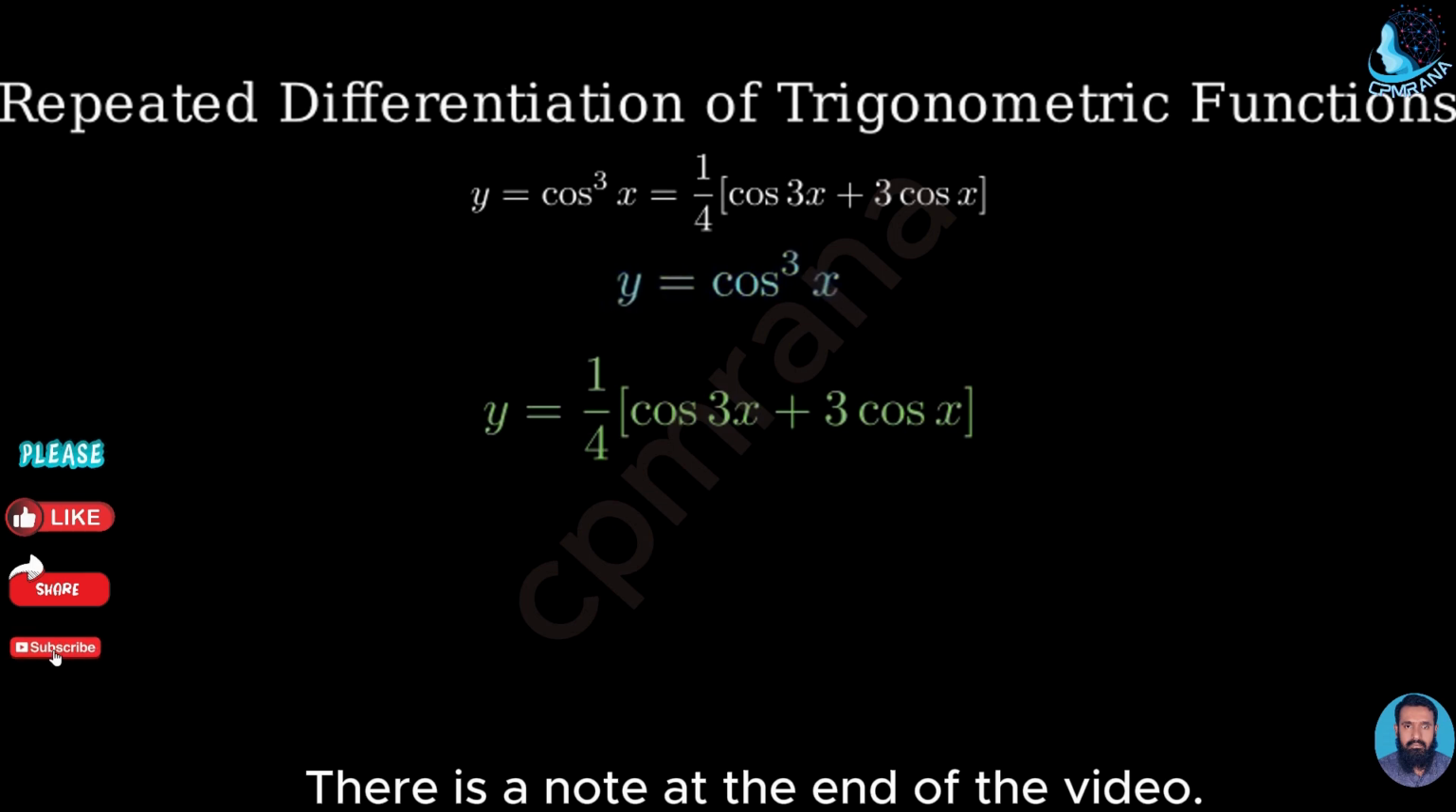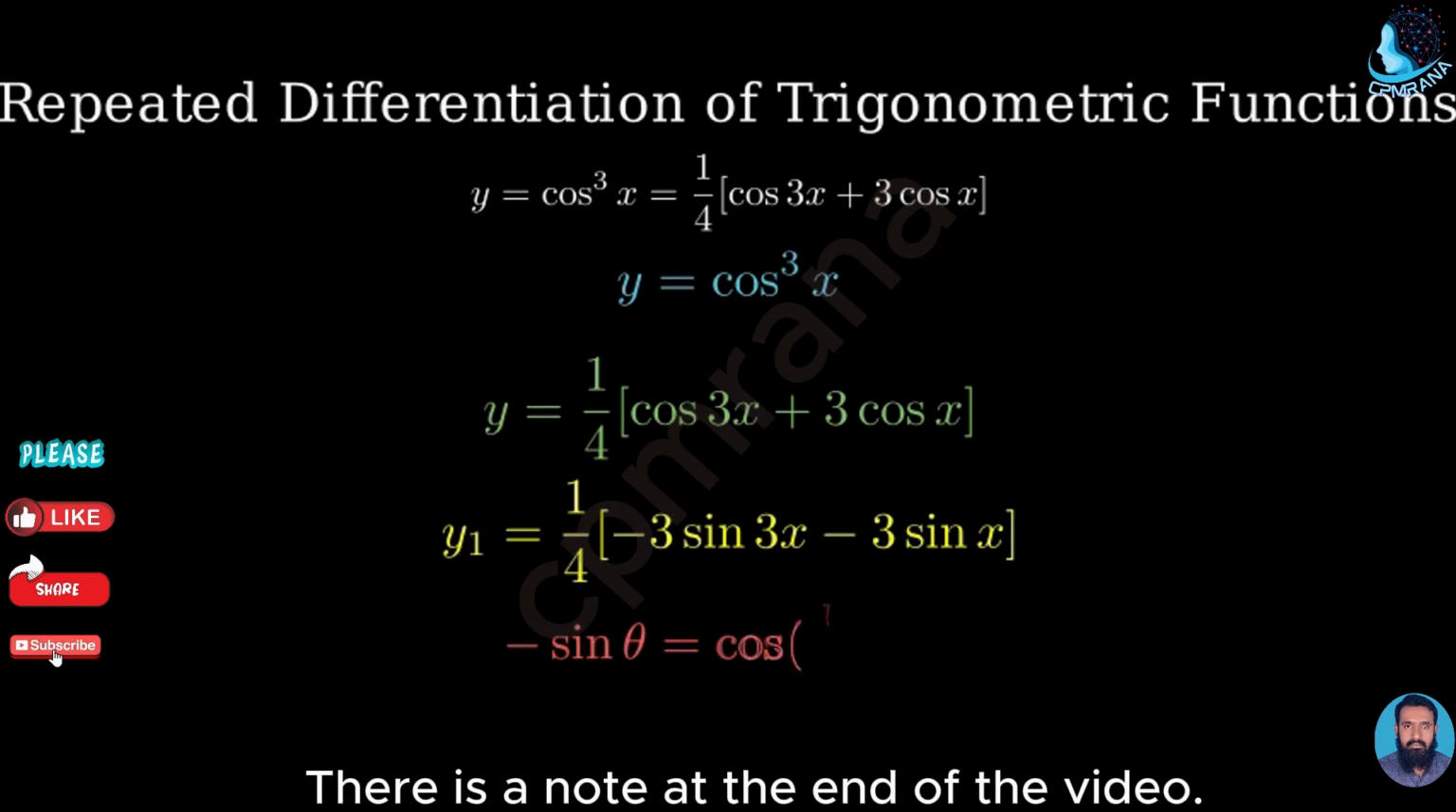The first is y equals cosine cubed of x, and the second is 1/4 times cosine of 3x plus 3 times cosine of x. Now, let's find the first derivative. When we differentiate with respect to x, we get y sub 1 equals negative 3/4 sine of 3x minus 3/4 sine of x. Here's where things get interesting.